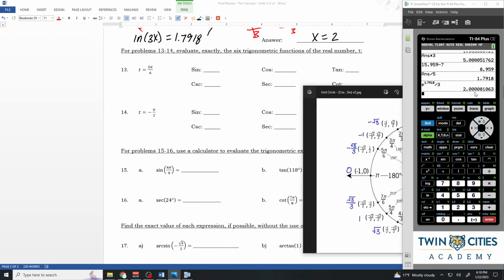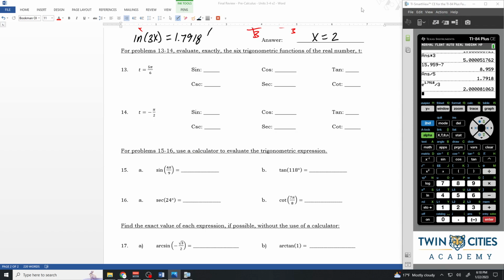So let's move this unit circle over here and let's write that down. So this will be 1/2. Cosine is negative square root of 3 over 2. And the tangent is negative square root of 3 over 3. The cosecant, secant, and cotangent are a little bit more difficult to find.